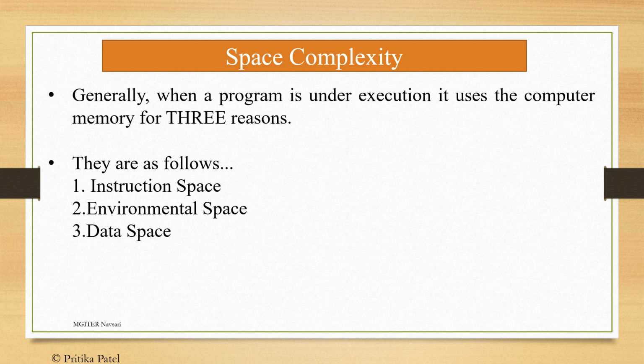Then next is environmental space. It is the amount of memory used to store information of partially executed functions at the time of function call. And last is data space. It is the amount of memory used to store all the variables and constants.